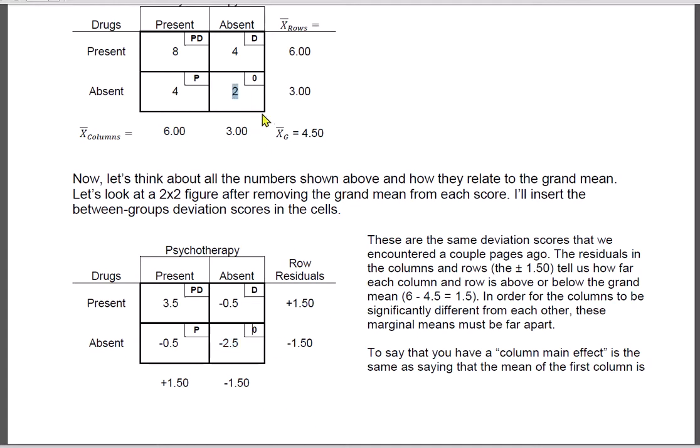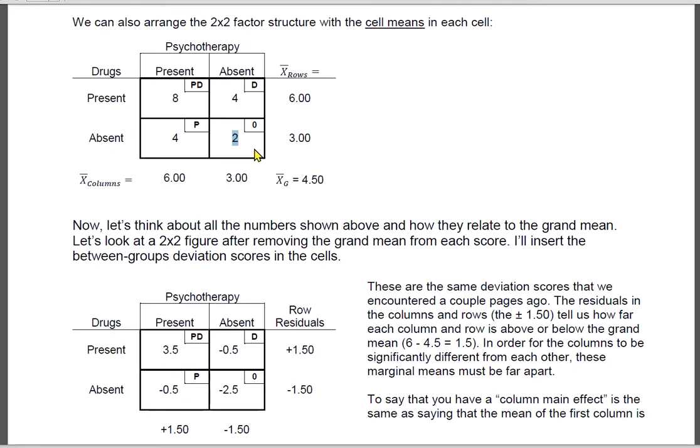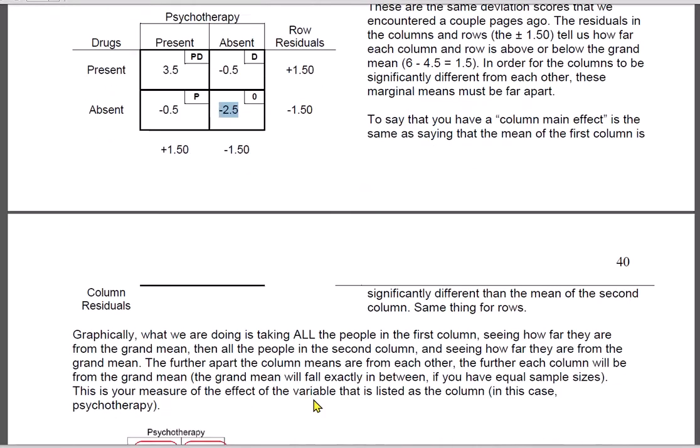The actual mean of that cell is 2 on whatever scale this is being measured on. And the value of 2 is 2.5 units below the grand mean. So that's what we're talking about here, that the people who don't receive any treatment have scores below average. I guess higher scores are better.